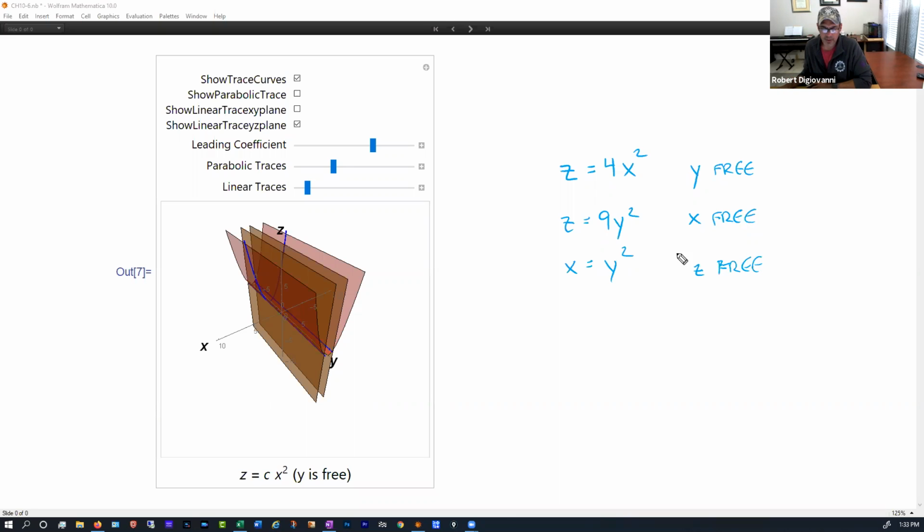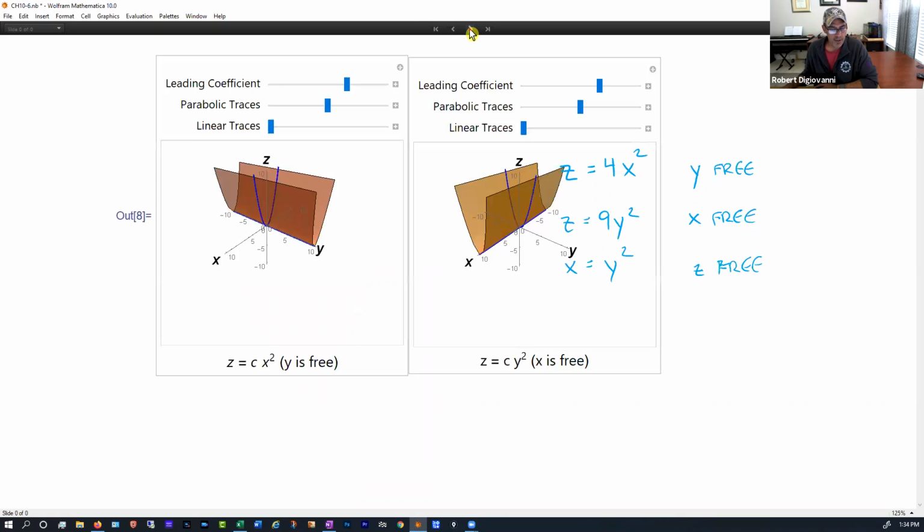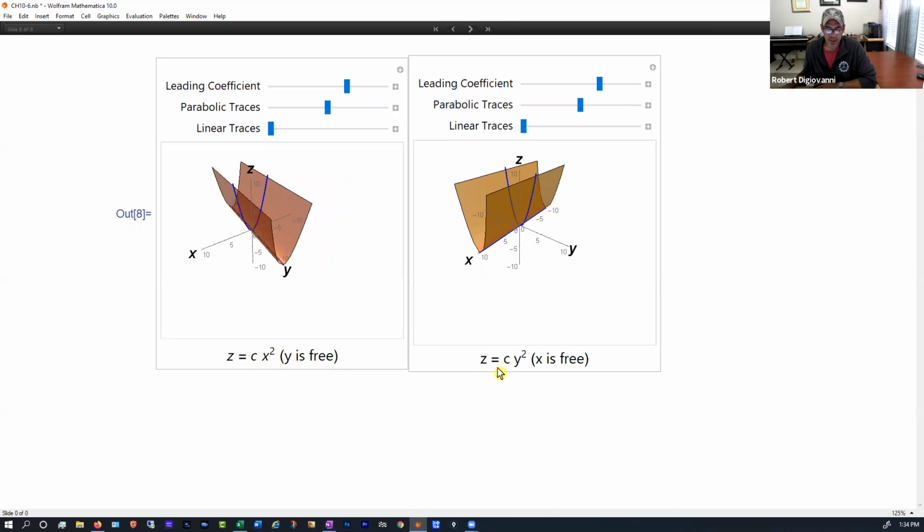So I could keep on going, right? Let me show you, I've got it in the notes. So we'll do that one by hand in a second. So here are the different combinations of what we could have. We could have Z equals a constant times X squared where Y is free. So now we got a parabola going down the Y axis. Here we have Z equals some constant times Y squared where X is free. Now it's coming down the X axis, right?